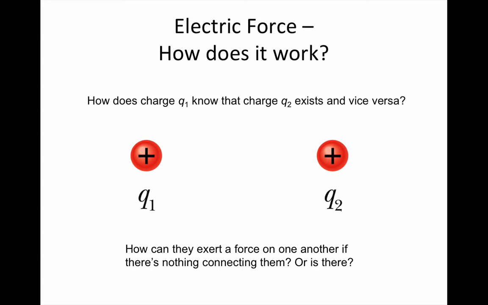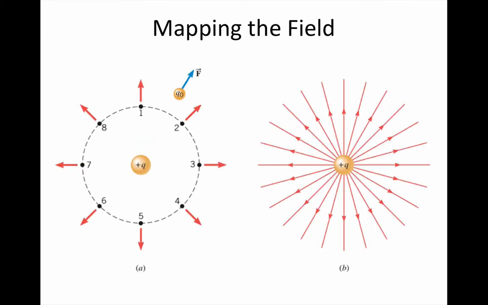So, for example, that positive charge Q1 is surrounded by an electric field, and when Q2 is brought into the field, then it experiences a force. So how can we draw the field? We're going to try mapping it out by imagining a little test charge Q0. Our test charges we always count as being positive charges.